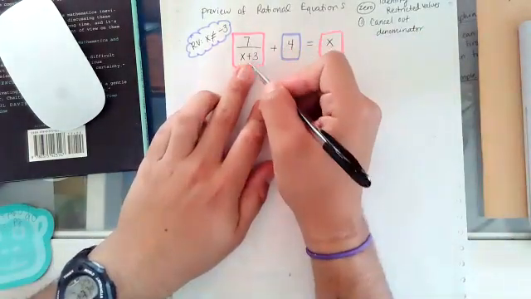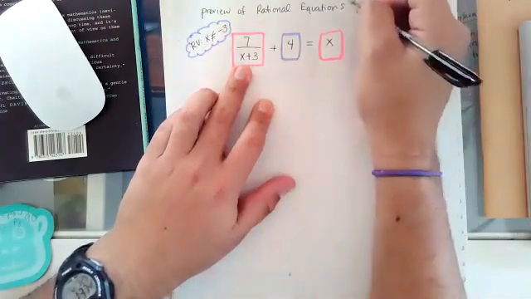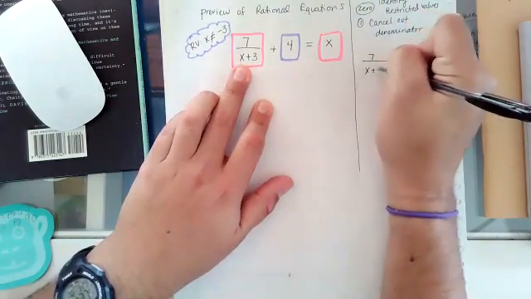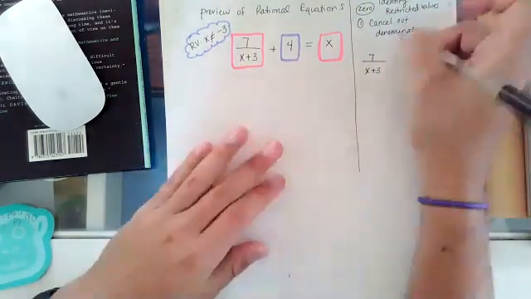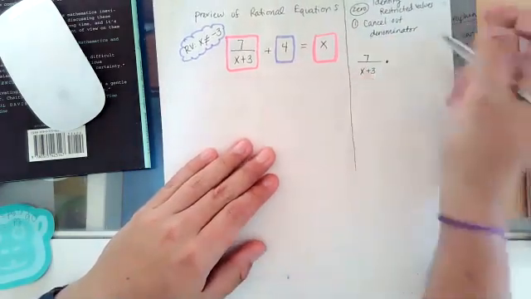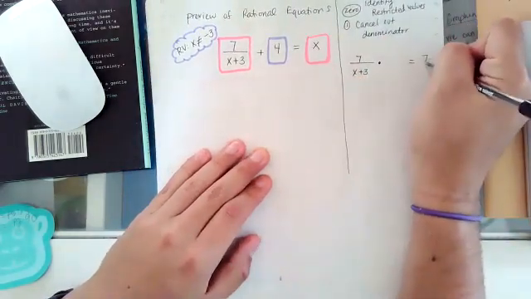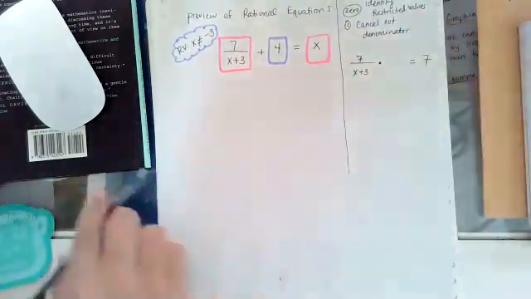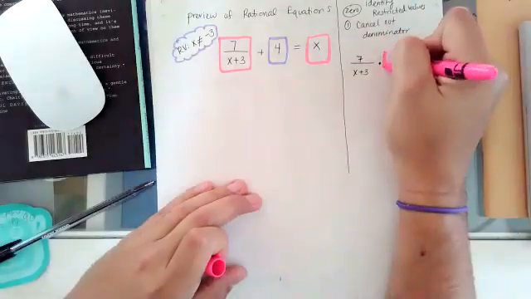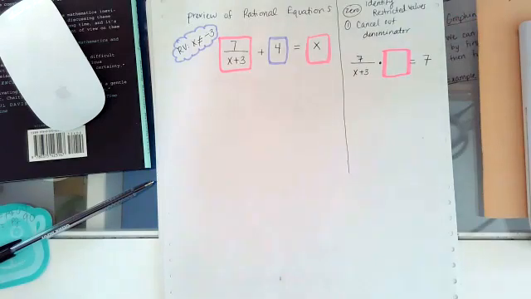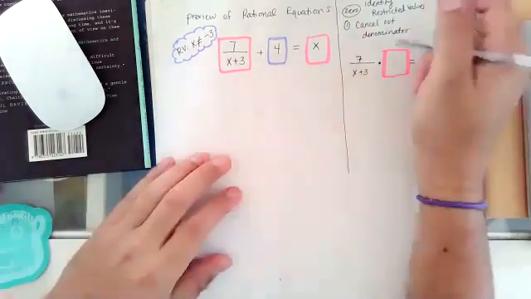So let's think about this for a second. Let's think about the one term, 7 over x plus 3. What could I multiply by this first term so that I cancel out the denominator and I'm just left with 7? X plus 3. Yeah, exactly.